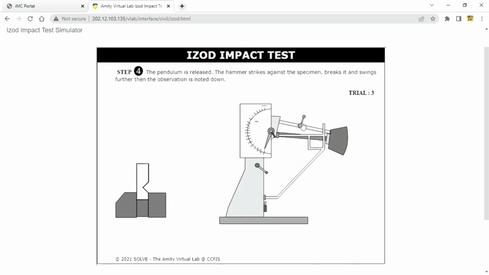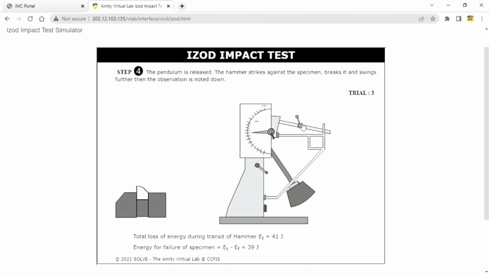Step 4. The pendulum is released. The hammer strikes against the specimen, breaks it and swings further, then the observation is noted down. Total loss of energy during transit of hammer, ET, equals 41 joules. Energy of failure of specimen, ET minus EF, is 39 joules.